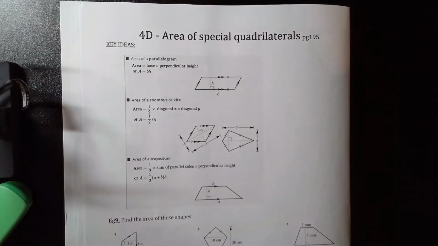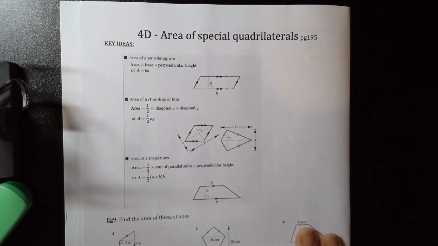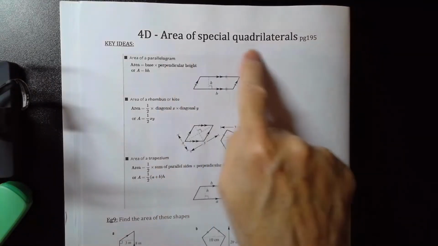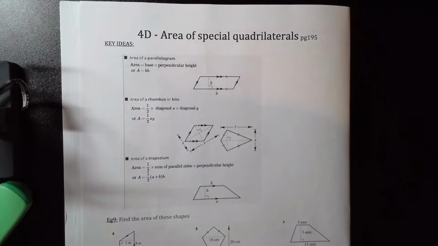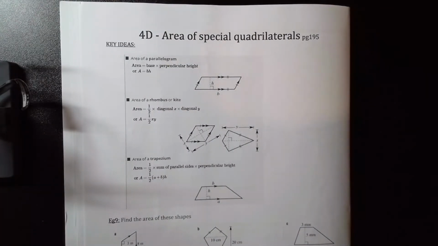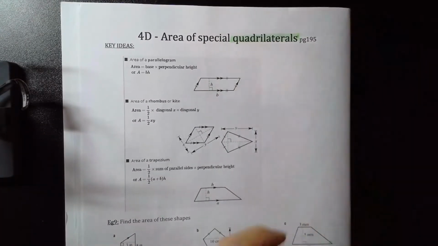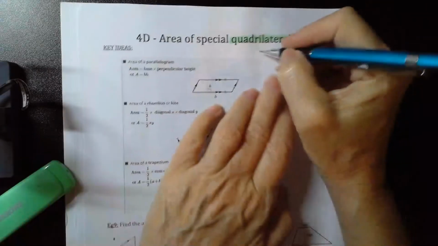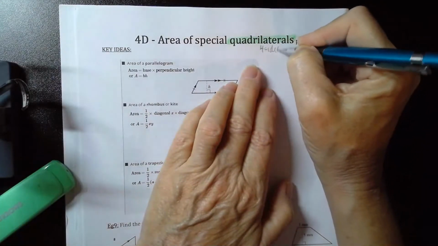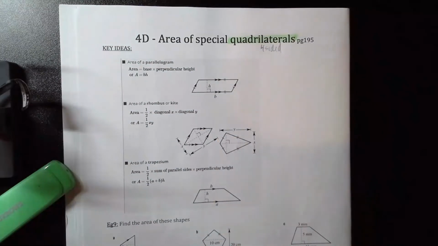Hi girls, this is the video for 4D, area of special quadrilaterals. So there are three quadrilaterals we're going to talk about. Quadrilateral, first of all, means four-sided. So I'm going to highlight some of the vocabulary words. So quadrilateral just means four-sided. So these are all four-sided figures.